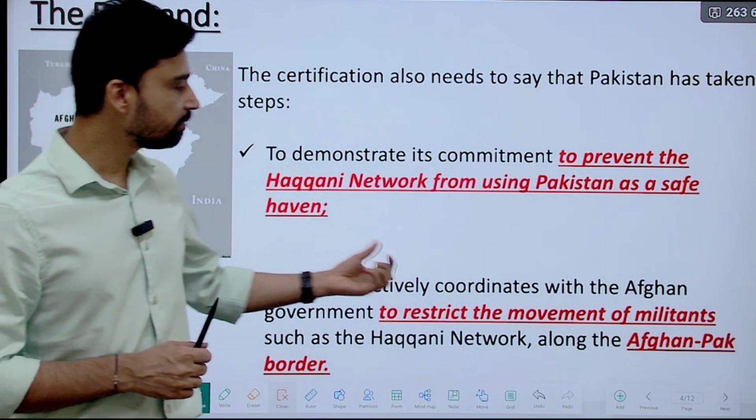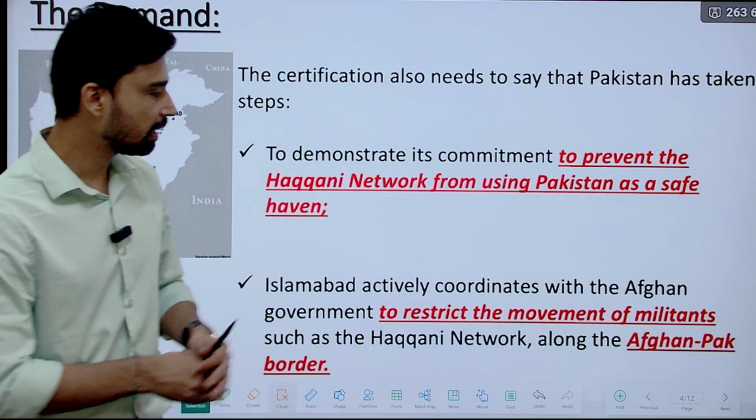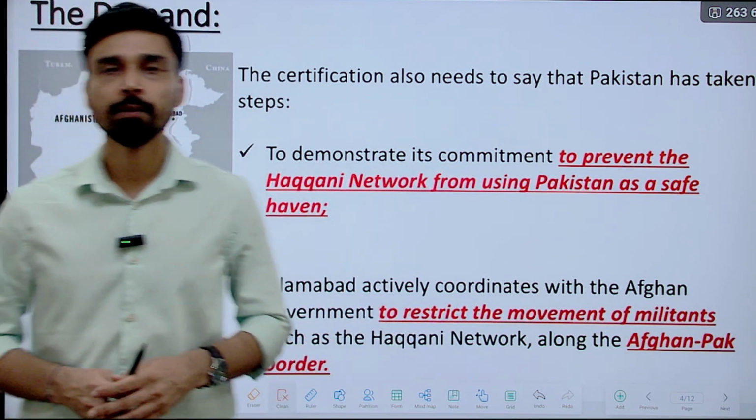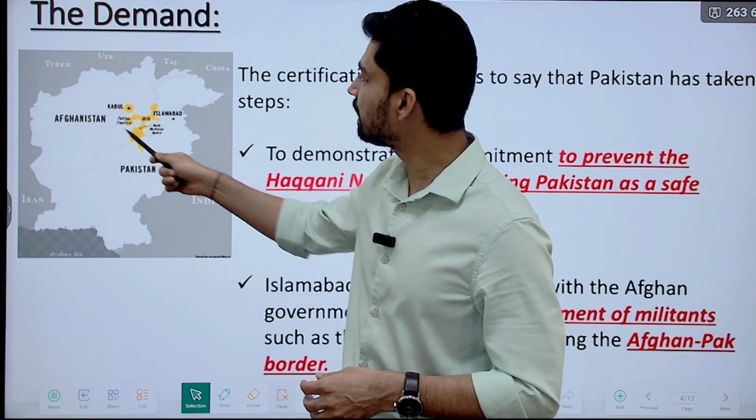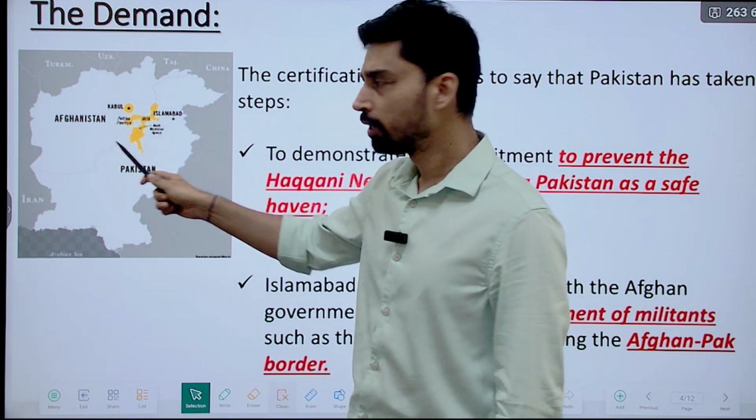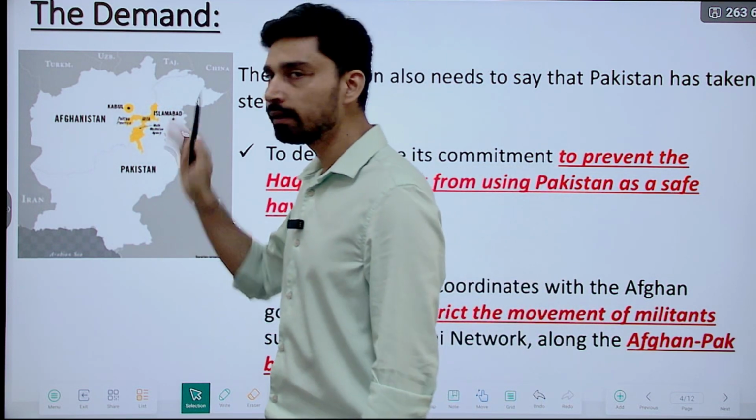And Islamabad should actively coordinate with the Afghan government to restrict the movement of militants such as the Haqqani network along the Afghan-Pak border. If you take a close look here, this is Afghanistan and this is Pakistan. The northwestern part of Pakistan is largely used by these networks to enter and enjoy a safe haven.